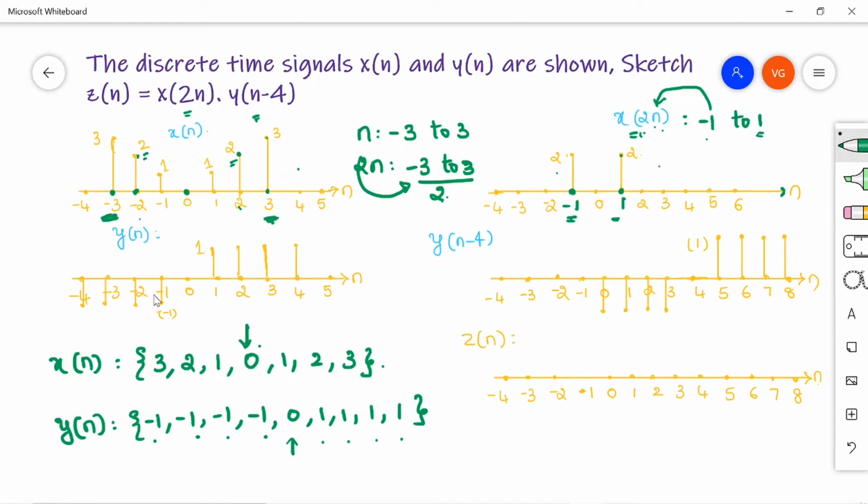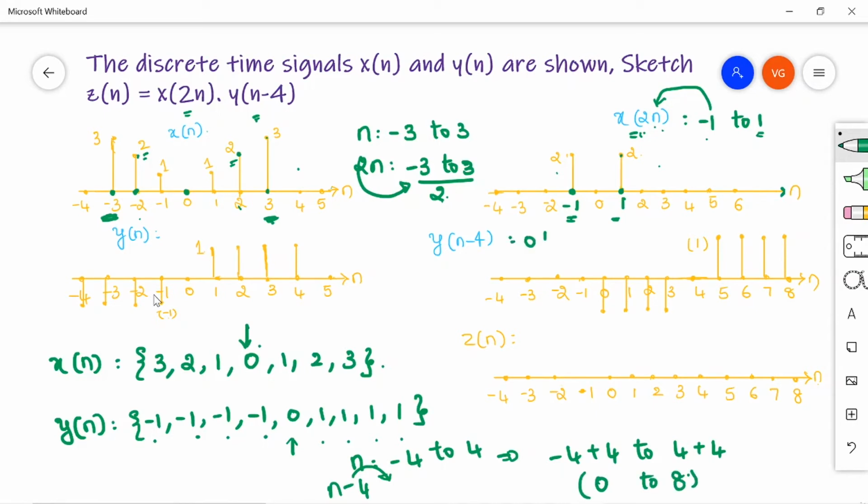So, this is simple. Next is y of n minus 4. N has the range here from minus 4 to plus 4, right? Then n minus 4 means what? Take this 4 to the other side and add it. Minus 4 plus 4 to 4 plus 4 means 0 to 8. The signal has the range from 0 to 8, which means the signal starts at 0 and ends at 8. That means just move the signal 4 units towards your right side.